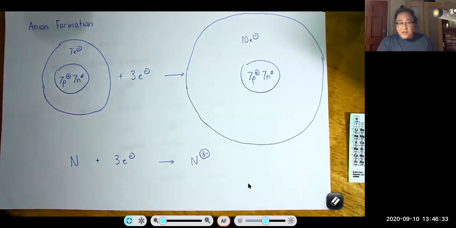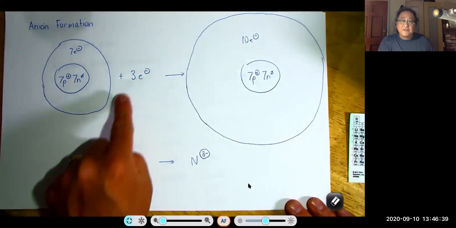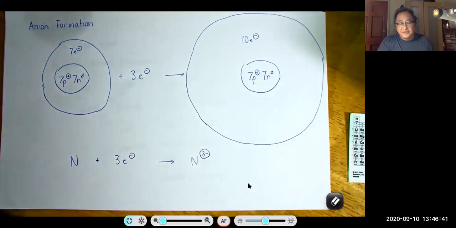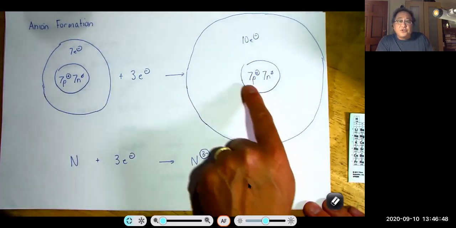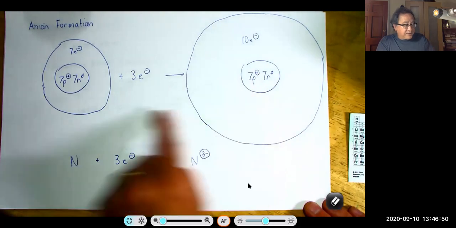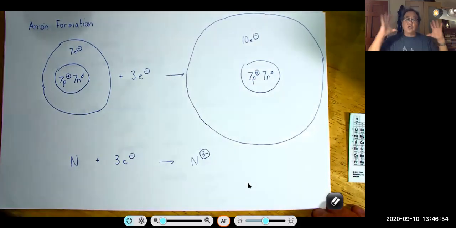So maybe 3 hydrogen atoms gave up electrons and they all came to this nitrogen atom. And here's how we signify that this is gaining 3 electrons. So there's the 3 electrons, and then it becomes, well, notice the nucleus doesn't change. It's the same nucleus, same size. But notice that the electron cloud becomes larger.